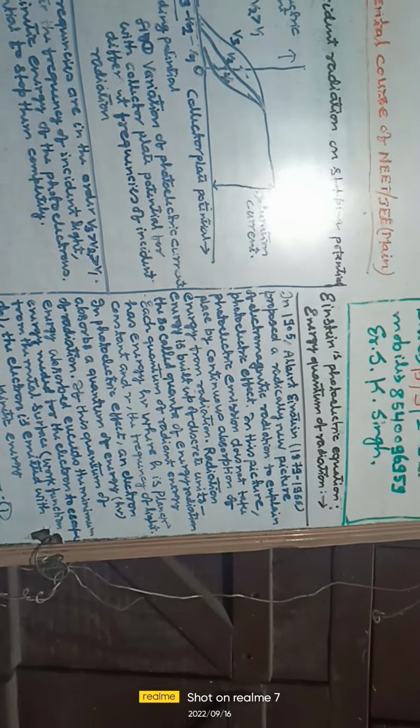Energy quantum of radiation. In 1905, Albert Einstein proposed a radically new picture of electromagnetic radiation to explain the photoelectric effect. In this picture, photoelectric emission does not take place by continuous absorption of energy from radiation. Radiation energy is built up of discrete units, the so-called quanta of radiant energy. Each quantum of radiant energy has energy hν, where h is Planck constant and ν the frequency of light.